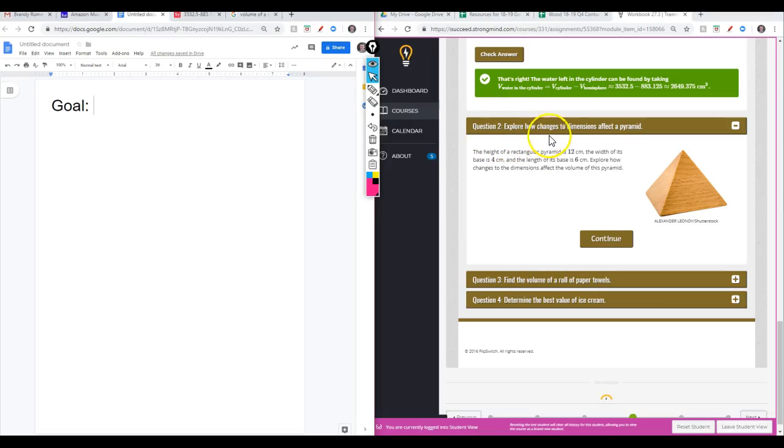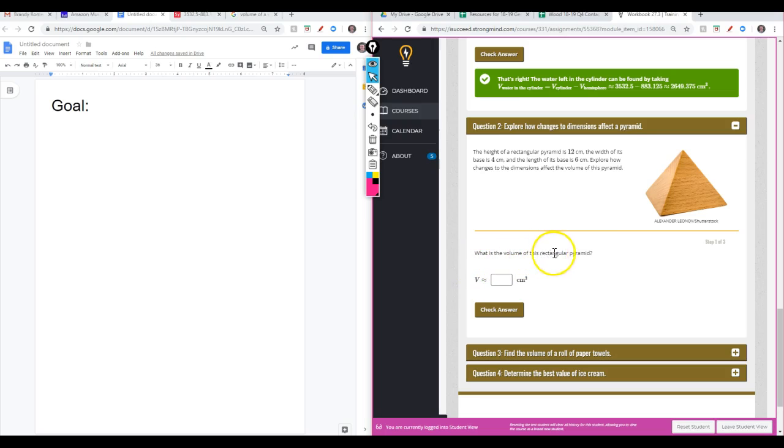So for question 2, explore how changes to dimensions affect a pyramid. The height of a rectangular pyramid is 12 centimeters, the width of its base is 4 centimeters, and the length of its base is 6 centimeters. Explore how changes to the dimensions affect the volume of this pyramid.